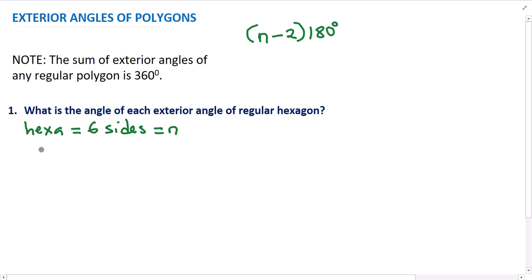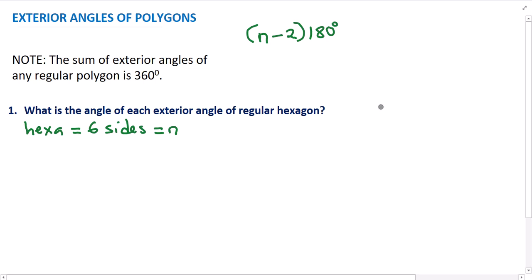Okay, so how do we work with the information we have at hand to give us an answer? So let's go through this together. Now the note here says the sum of exterior angles of any regular polygon is what? Is 360 degrees. Can that information help us? That is something you want to know. You understand? So let's go ahead and work with the number of sides and see what we can do.